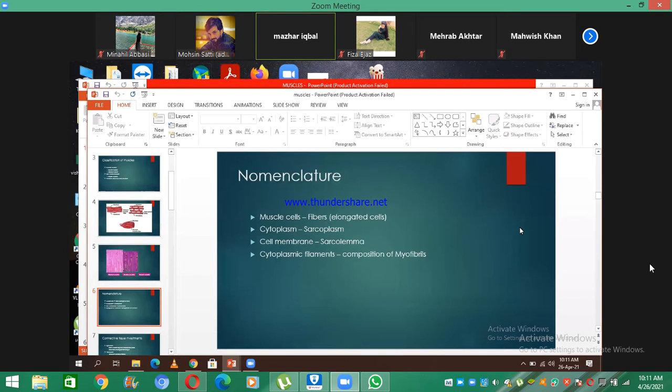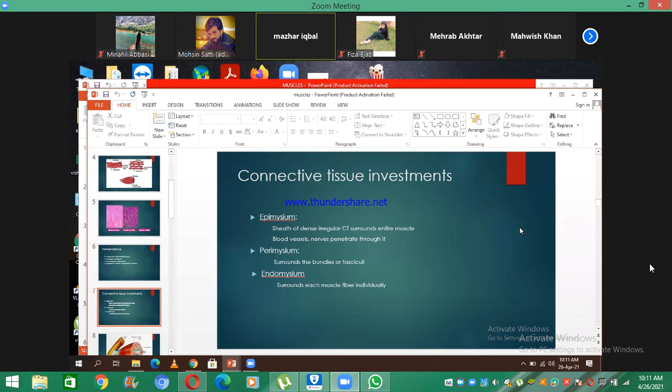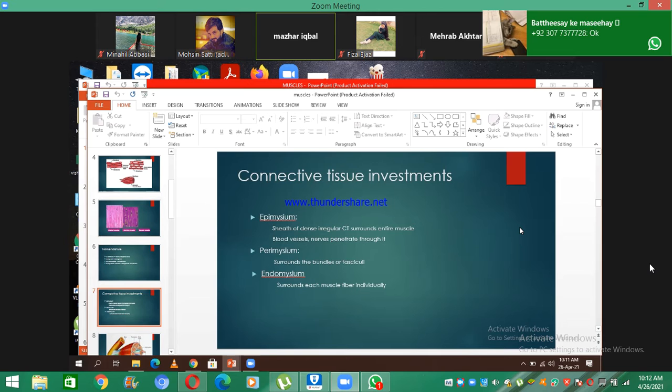So the muscle fiber is the name given to the muscle cell. The cytoplasm is known as the sarcoplasm. The cell membrane is known as the sarcolemma, and the cytoplasmic filaments are known as the myofibrils. The bulk of the muscle is the composition of the muscle fibers, and these muscle fibers collect to form the fasciculi, or groups of fibers, and then the fasciculi combine together to form a full muscle. The whole muscle is covered by a connective tissue investment, which is known as the epimysium.